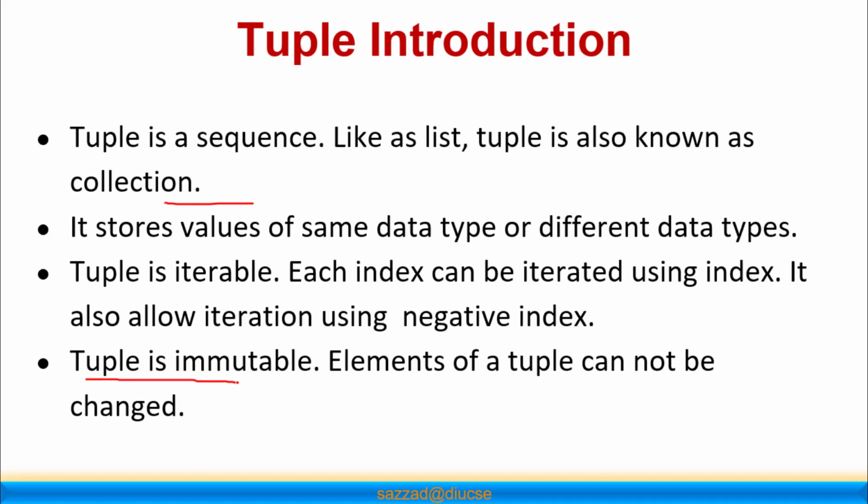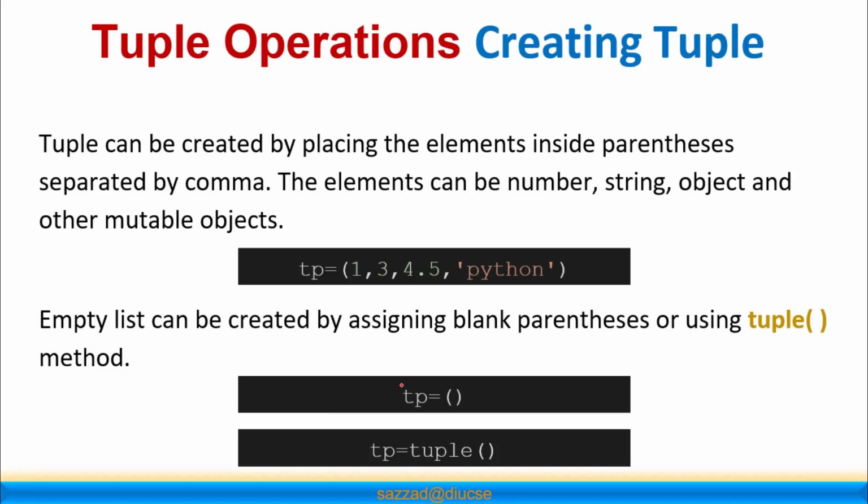But the difference is tuple is immutable. So elements of the tuple cannot be changed. You cannot change the previous elements of a tuple, as we did in list. Whenever it was needed, we changed the value of list elements. But here, when we are dealing with tuple, we cannot change the value inside a tuple, which is actually assigned previously.